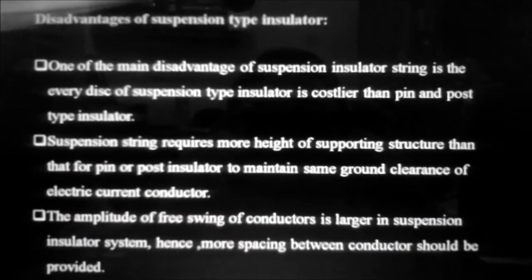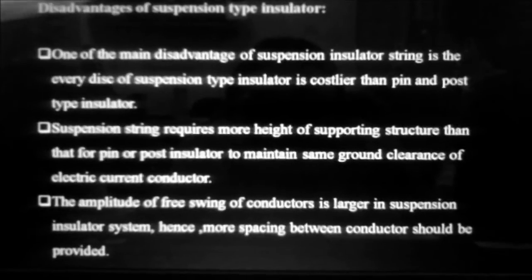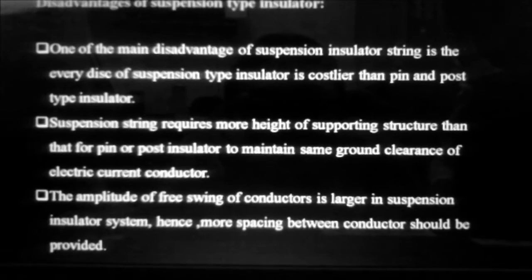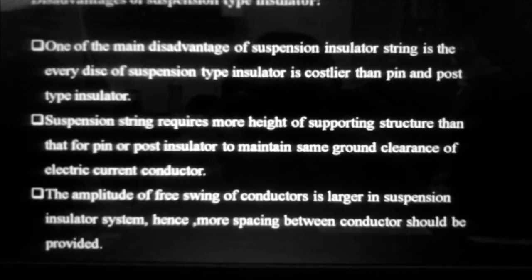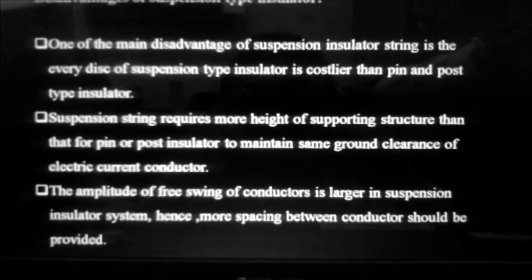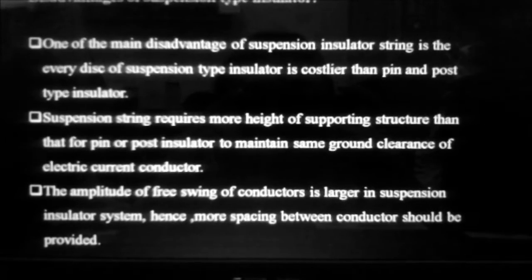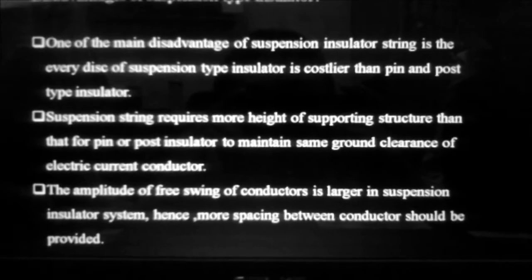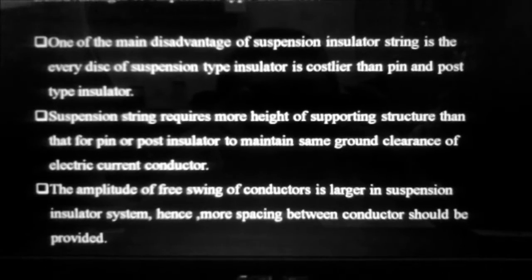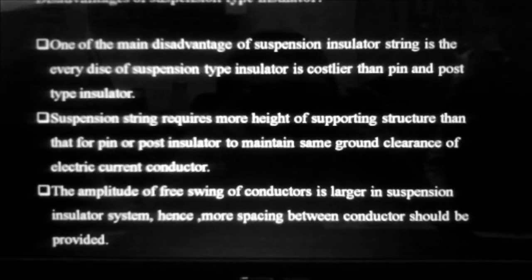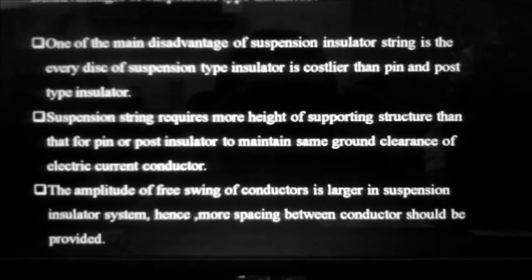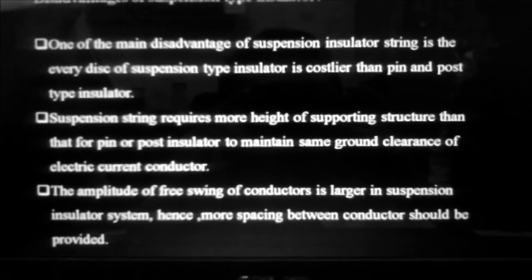The disadvantages of suspension type insulator. First, one of the main disadvantages of suspension insulator string is that the average disc of suspension type insulator is costlier than pin and post type insulator. Second, suspension string requires more height of supporting structure than that for pin or post insulator to maintain the same ground clearance of electric current conductor. And the last one is that the amplitude of free swing of conductors is larger in suspension insulator system. Hence, more spacing between conductors should be provided.